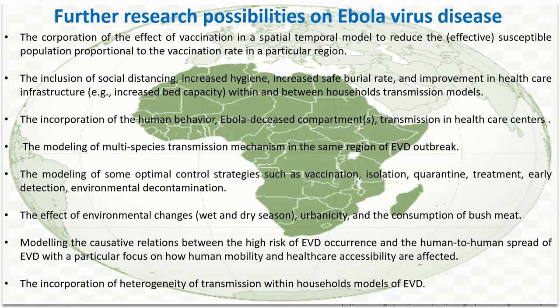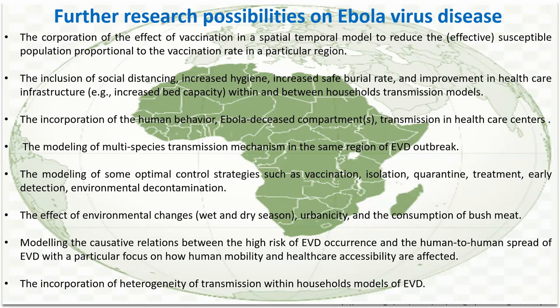Now, there are so many models about Ebola virus, different types of models, statistical models, any type. But in all these models, there's still a lot of work to do on Ebola virus because this virus continues to spread. It's a virus where the outbreak will come and go based on how the virus is controlled in that region. So a further possibility of work is to look at vaccination. Even though the vaccination is not yet implemented in the human population, we can also study the effects of this vaccination in the spatial temporal model in order to reduce the susceptible population, especially when we're applying it to a particular region.